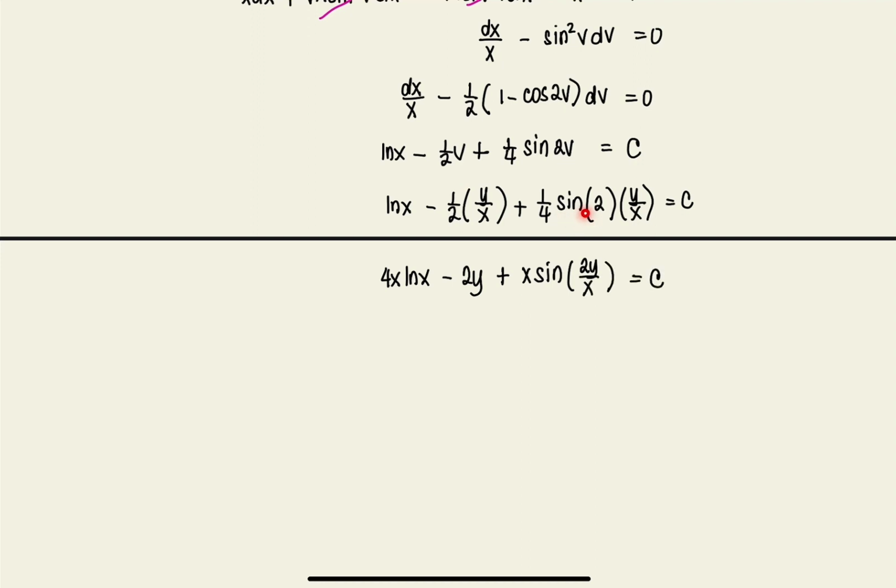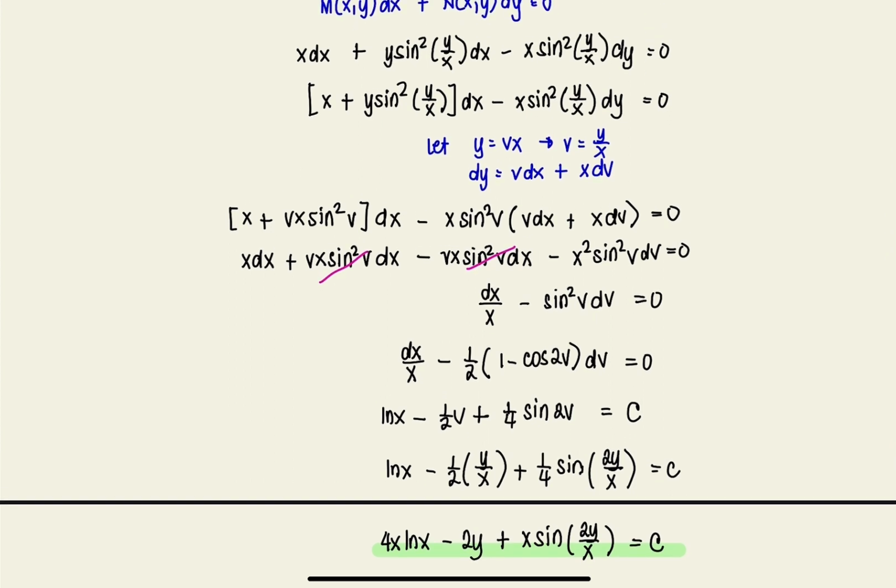Just to make it clear that we are not multiplying sine of 2 with y over x, let's put that inside a bracket. Or you can simply write this immediately, since v is y over x, you can just write sine of 2y over x equals C. And so this is our general solution to our given differential equation.